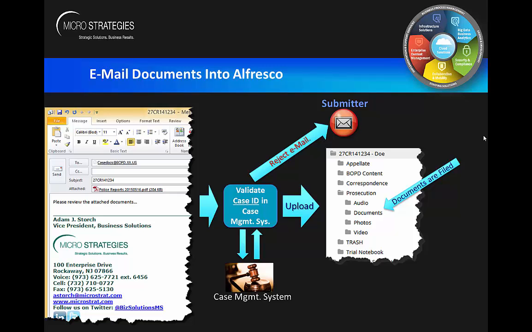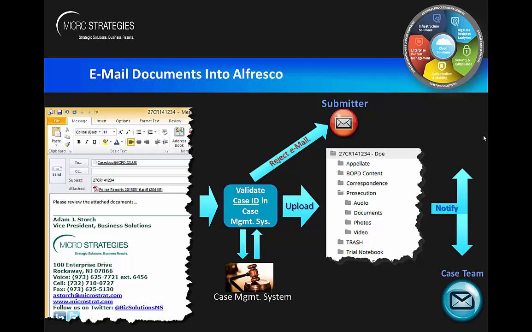If they're documents, they'll go into the documents folder. If they're audio, they would go into the audio folder, photos in the photo folder, and obviously videos in the video folder. Once the appropriate email and its attachments are filed, a notification goes out to the case team, because obviously we need to keep the case team in the loop when new documents arrive for a case they're involved with. Also, the submitter gets a notification saying, hey, you're all good to go.